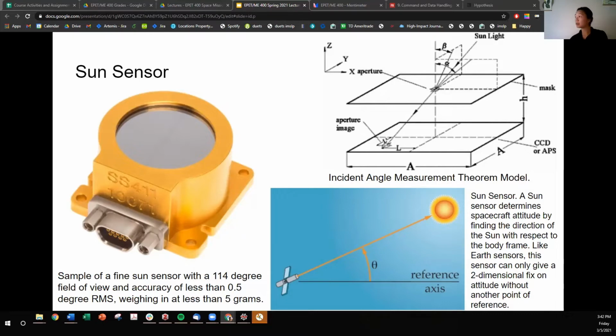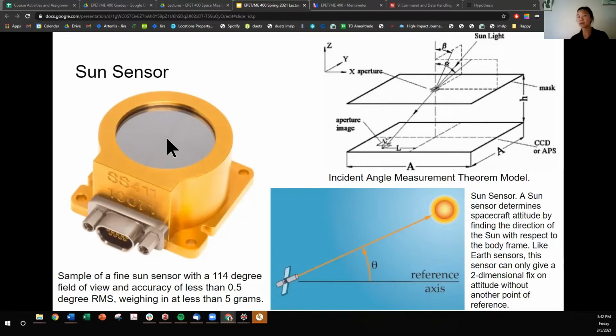What else do I want to say? Within sun sensors, there are coarse sun sensors, which are on the Artemis CubeSat kit, where it's just a photodiode. It's just measuring the amount of solar flux that's coming through. And there are these fine sun sensors, which give you more information, not only magnitude, but direction as well.